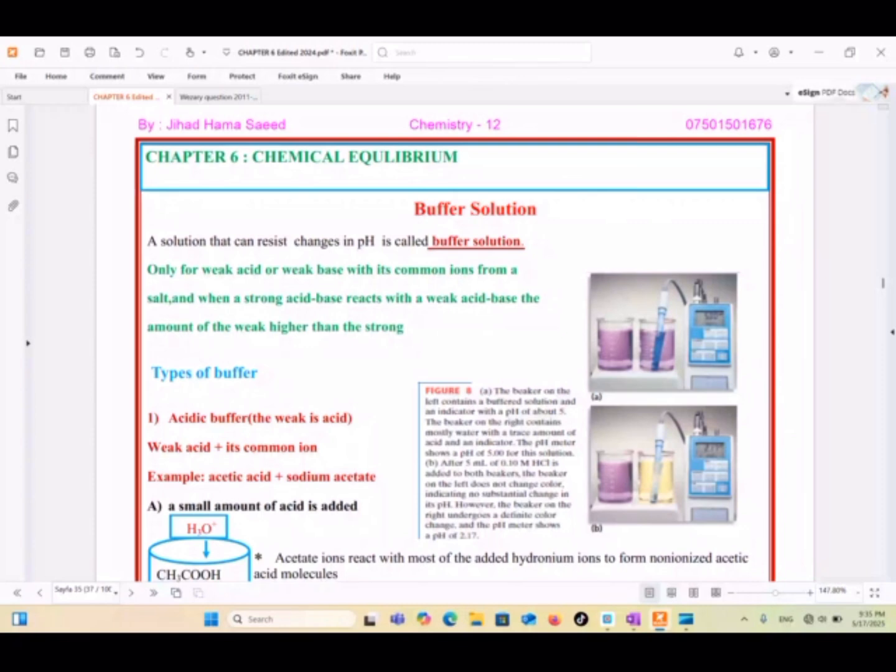In this recording, I'll be talking about the buffer solution, the types of buffer solution, and then we will be solving questions in order to practice how to be prepared for the buffer solution.